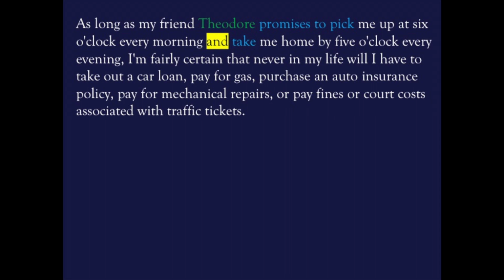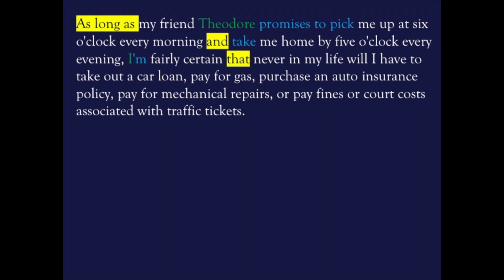We also have am in here. We have the contraction I'm, but I'm stands for I am. So we also have this verb am in here, and we have the subject I. So now we have another subject and verb. But this is joined together with as long as. As long as subordinates this first clause, and it joins it to this next clause, I'm fairly certain that.